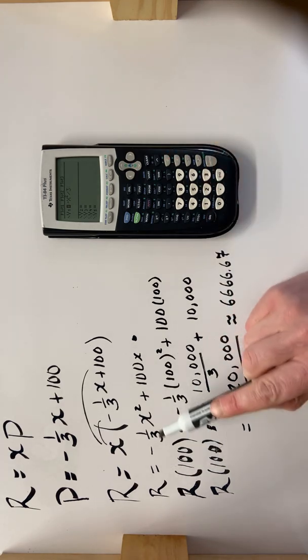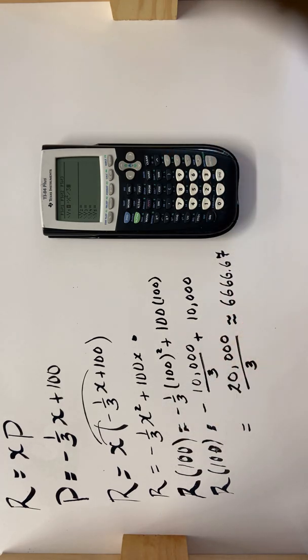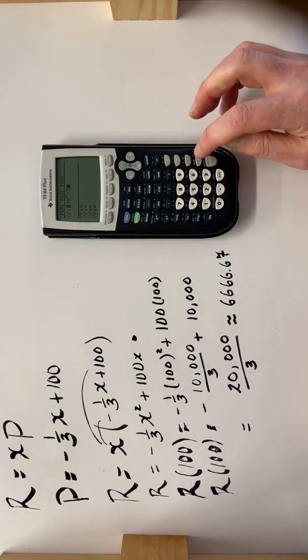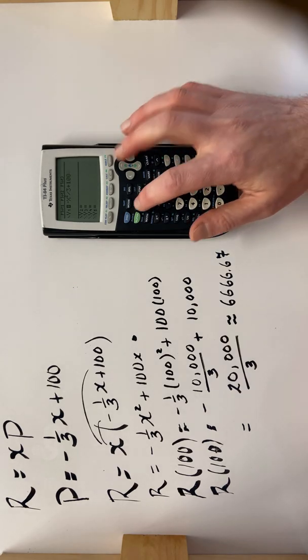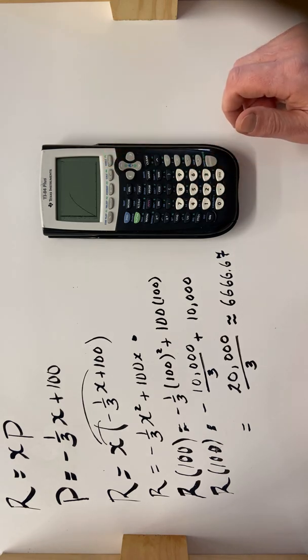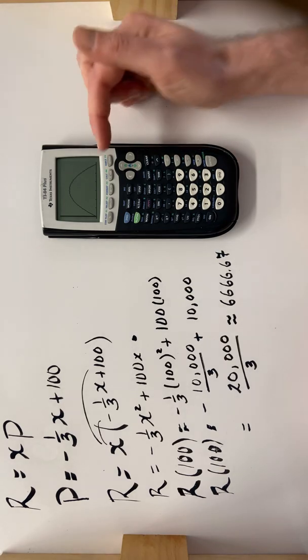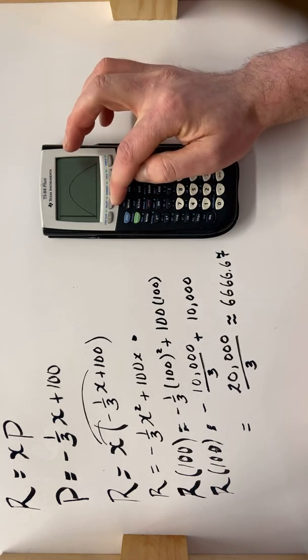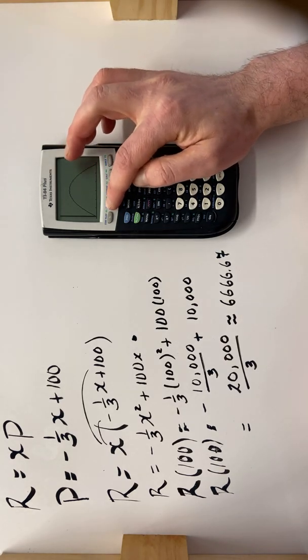All right, so I have minus X squared over 3 plus 100 times X. I can graph that. And there's my graph. I've actually adjusted the window ahead of time. Let me just give you an idea of my window settings.